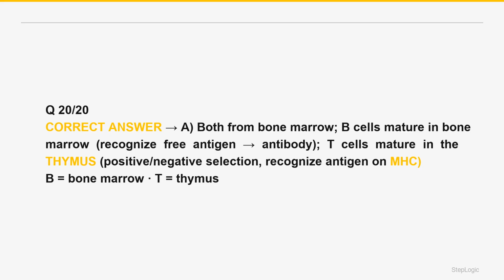T cells leave the bone marrow as immature precursors and migrate to the thymus to mature, T for thymus. There they undergo positive selection in the cortex, keeping T cells whose receptors can bind self-MHC, and negative selection in the medulla, deleting T cells that react too strongly to self-antigen, central tolerance. Mature T cells recognize antigen only when it is presented on MHC molecules, MHC restricted: CD4 with MHC II, CD8 with MHC I. They share a bone marrow origin with B cells, maturing in the marrow, while T cells mature in the thymus. MHC restricted is the correct statement.